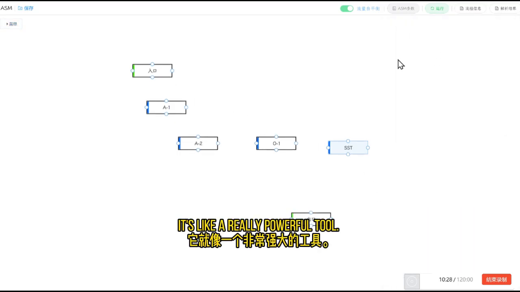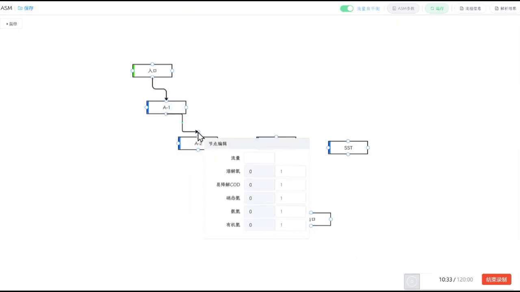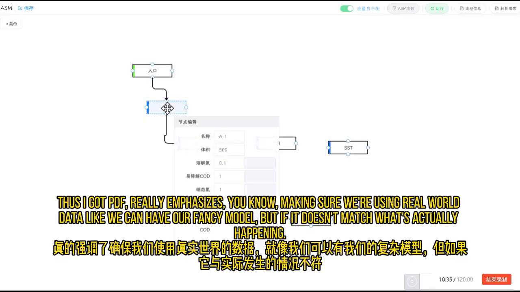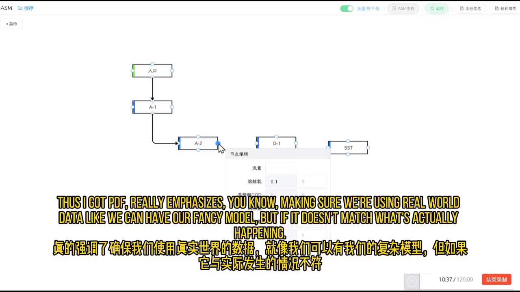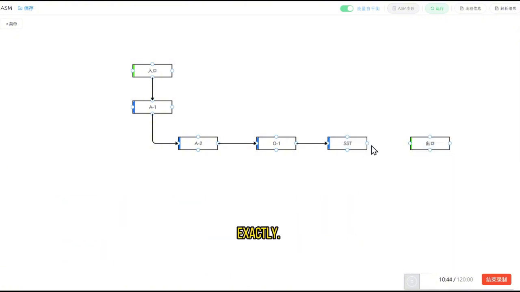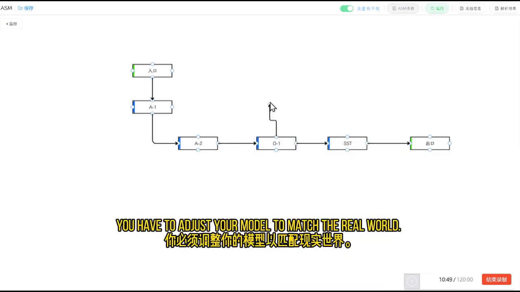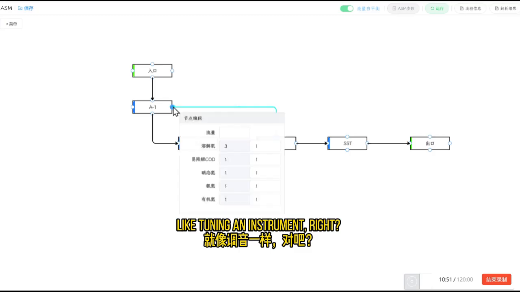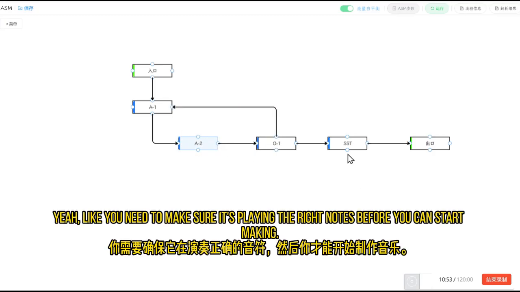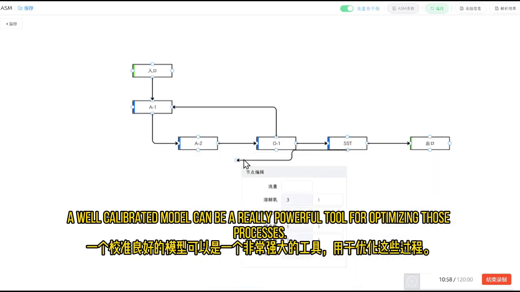It's like a really powerful tool. This source really emphasizes making sure we're using real world data. Like we can have our fancy model, but if it doesn't match what's actually happening, you have to ground it in reality. Exactly. That's where calibration and validation come in. You have to adjust your model to match the real world. It's like tuning an instrument. You need to make sure it's playing the right notes before you can start making music. Exactly. A well calibrated model can be a really powerful tool for optimizing those processes.